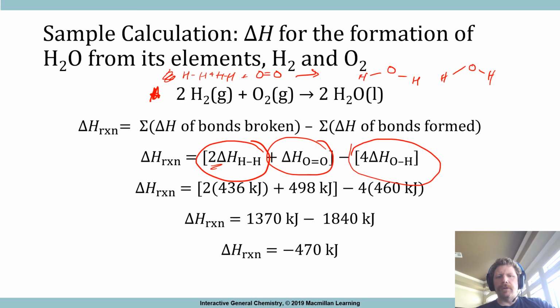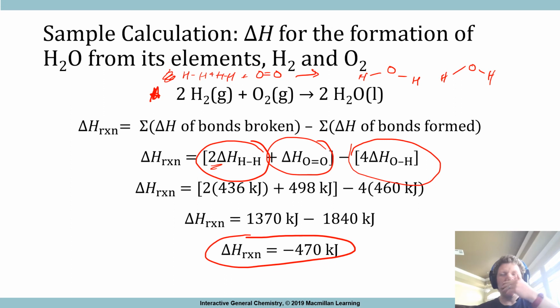So to plug those numbers in, we get 2 times 436 plus 498. We add those numbers together, and we subtract from that 4 times 460. So our change in enthalpy of the reaction is 1370 minus 1840. And that gives us a delta H Rxn of negative 470.